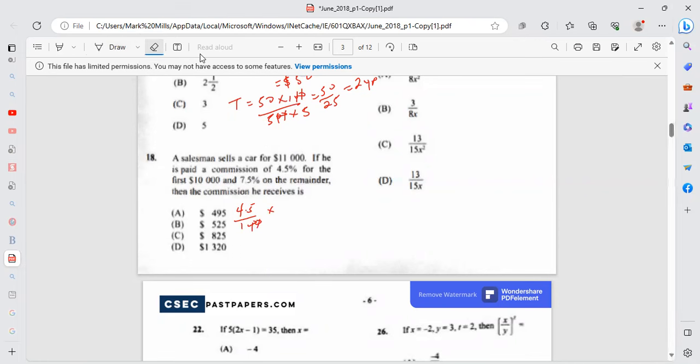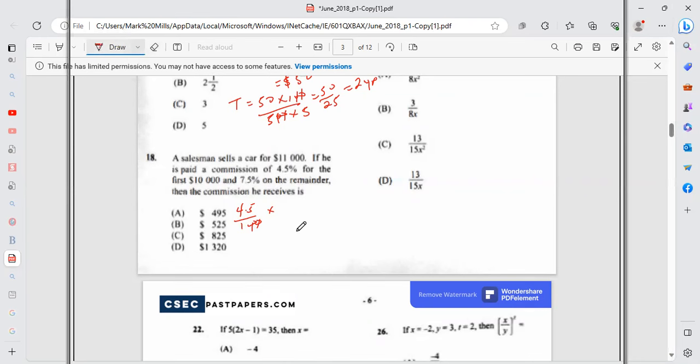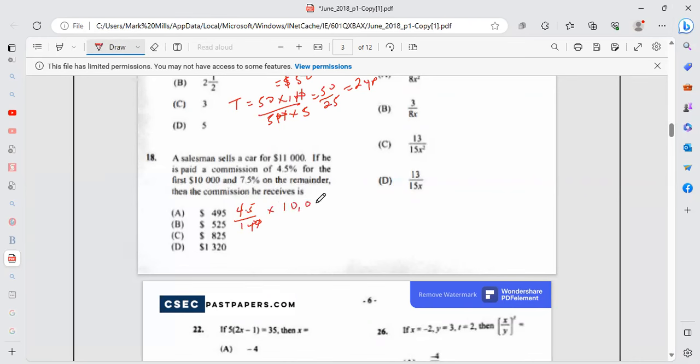We are going to find that of the 10,000 first, right? So we do 4.5 over 100 times the 10,000. We cancel these two. Then this will give me 450. Then whatever remains is $1,000. So it'll be 7.5 over 100 times the $1,000. Right? We cancel these two. So we get 75. Then we add the two. When you add the two, we get what? We get 525. Am I right?